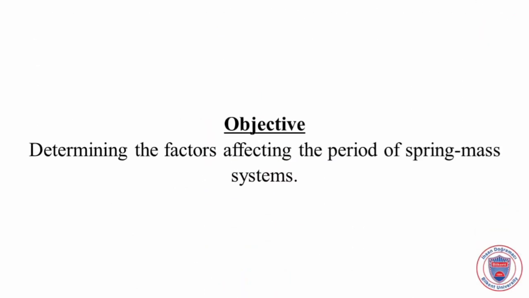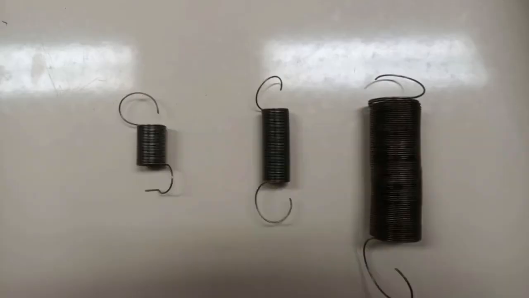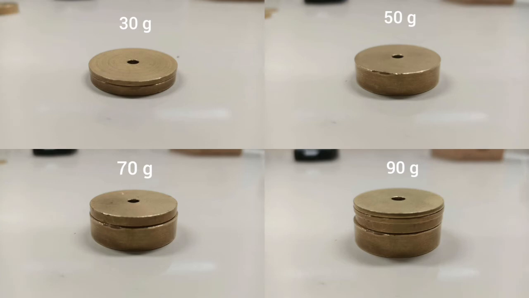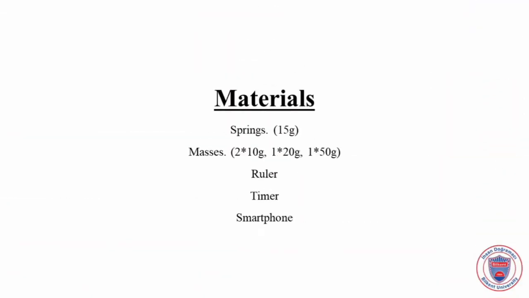The objective of my experiment is to decide which factors affect the period of the mass spring system. The amplitude of the springs, the coefficient of the springs, and the mass of the objects hung on the springs are determined as the factors to be tested in the experiment. In the experiment, I have used 3 different springs, 4 different masses, and their different configurations to obtain different masses. I also used a ruler to measure the amplitude, a timer, and a smartphone to record the experiment.